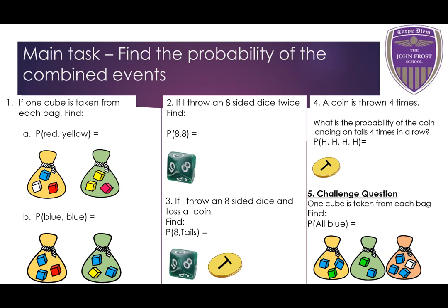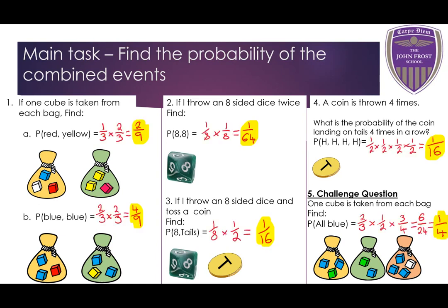So I want you to find the probability of the combined events, okay? So read the questions carefully, and then you need to find the probability of these things happening, okay? So pause the video and have a go at these questions. And here are the answers. Very well done if you got those right. Now let's have a look at the checking question now.